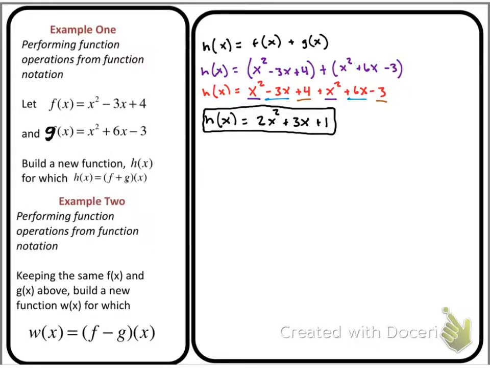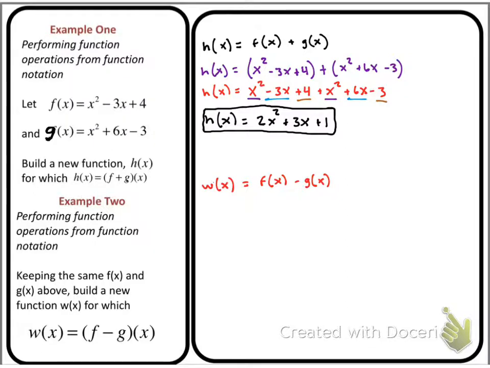Now let's do example 2. So keeping the same f of x and g of x from above, build a new function w of x for which f minus g of x. So we're going to build w of x, and w of x is going to equal f of x minus g of x.